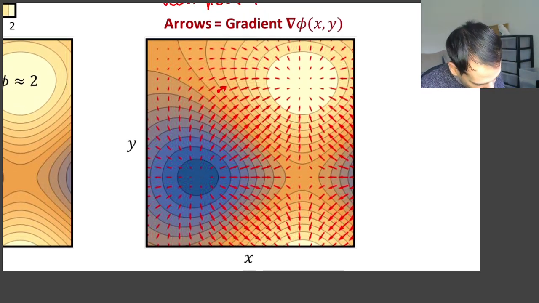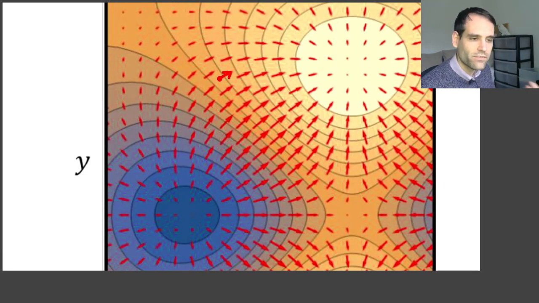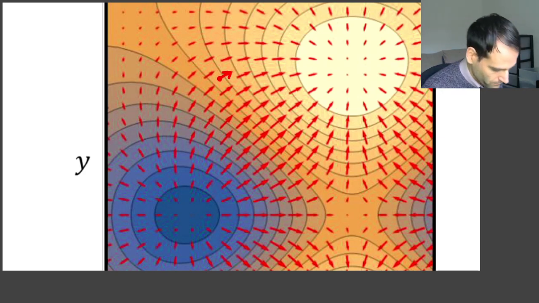So if you are at the minimum or at the maximum, it seems that this vector field is 0 because the length of these arrows is 0. While here, the length of the arrows is clearly much stronger, much longer, right? Also, the arrows seem to be pointing in the direction in which the scalar field is increasing, right? And this is what happens with the gradient.